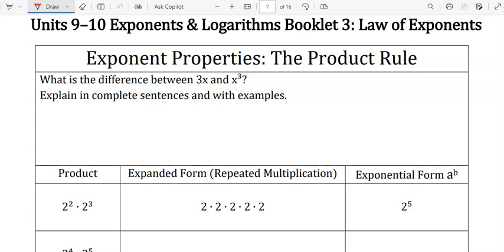Units 9 through 10, Exponents and Logarithms Booklet 3. Law of Exponents. Exponent properties, the product rule. What is the difference between 3x and x cubed? Explain in complete sentences and with examples. Write your explanation in the space provided.